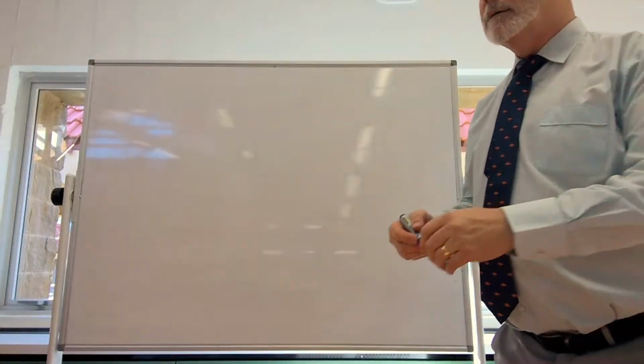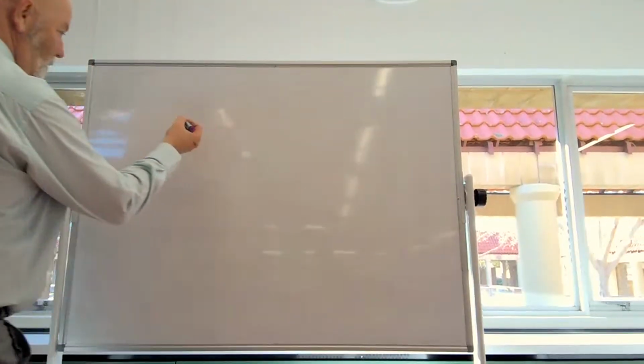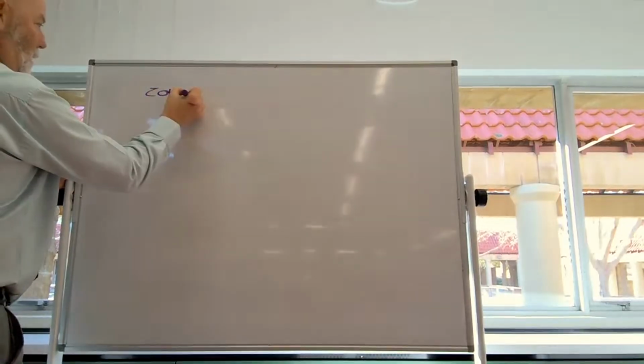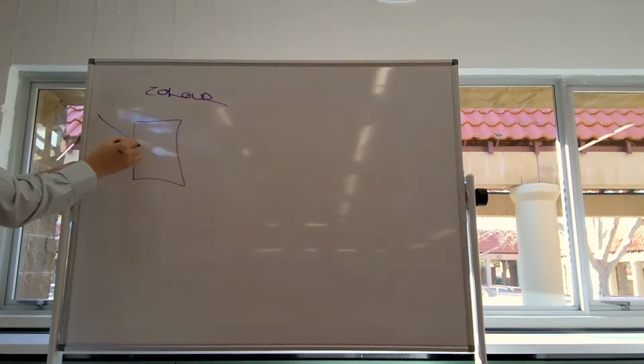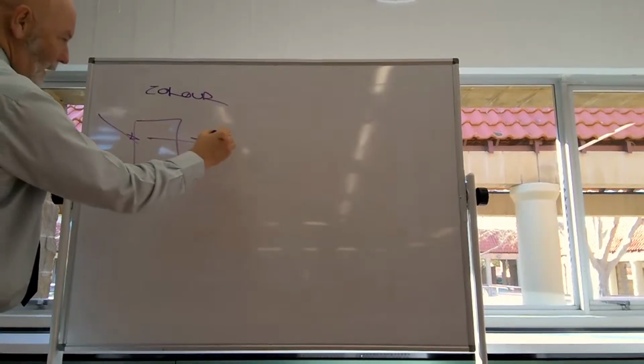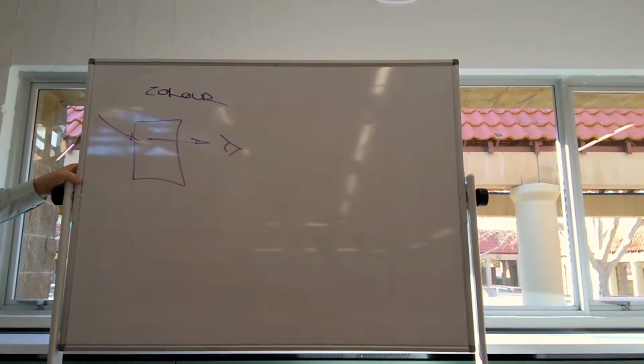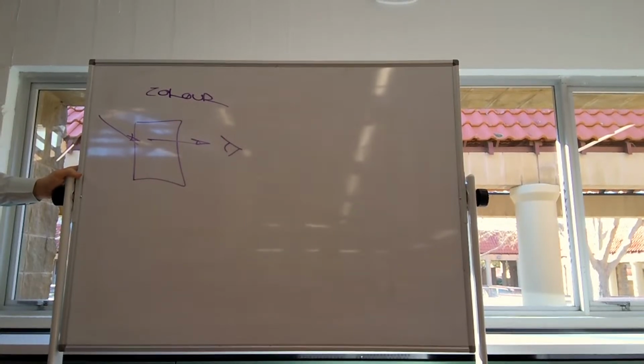Right. Color. Color is where you've got a crystal, light is coming through the crystal and popping out the other side into your eye. What determines the color? What determines the color of a crystal?